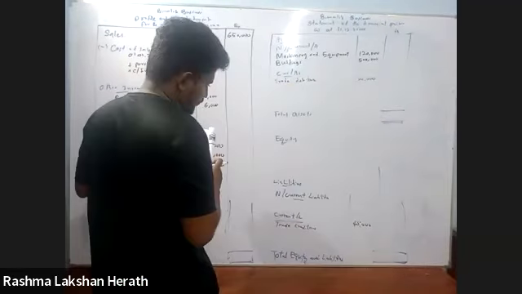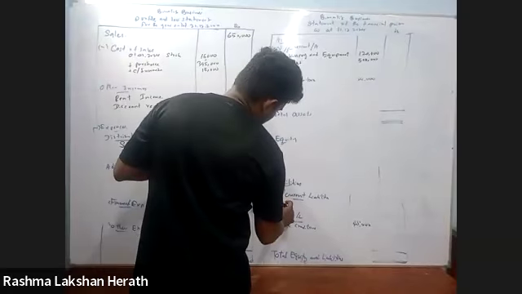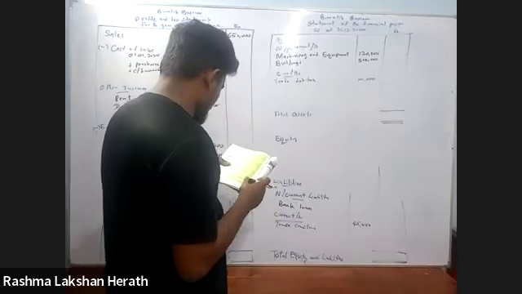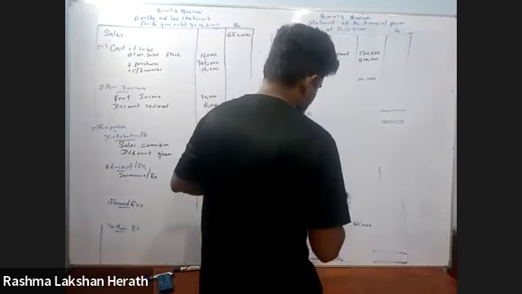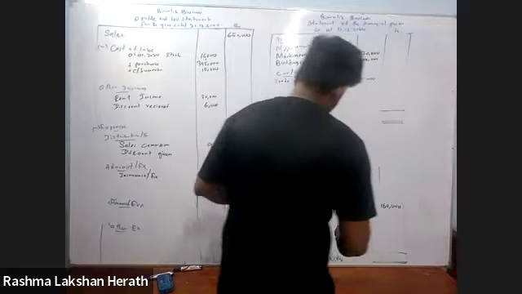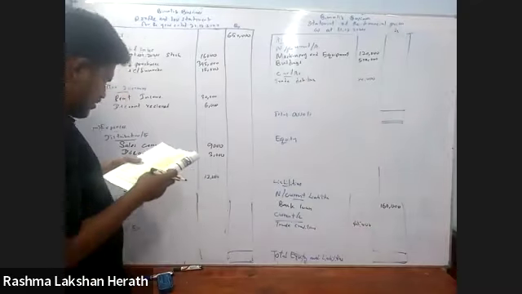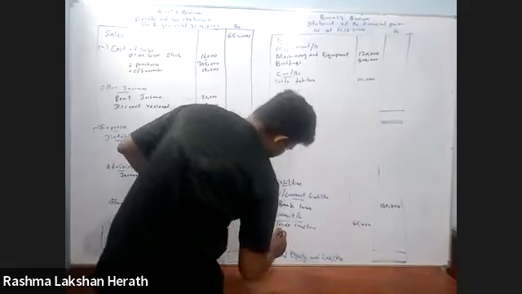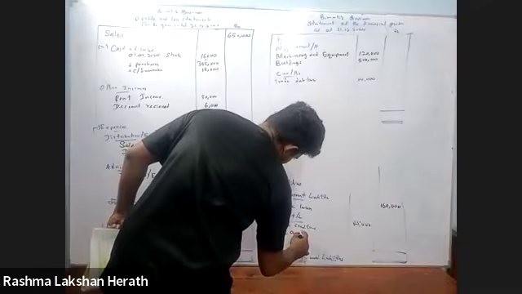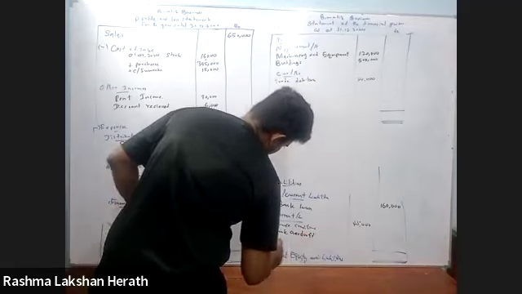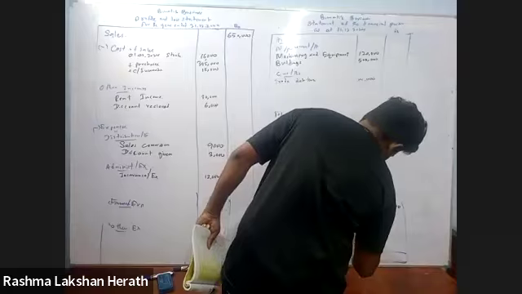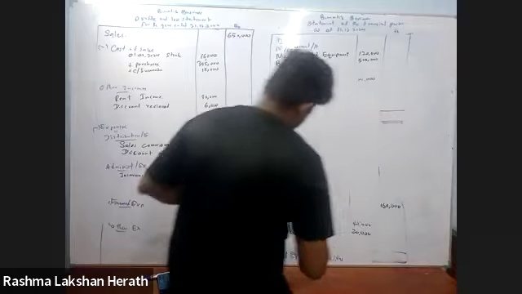Bank loan, it is non-current liability. Bank loan is 160,000. And then bank overdraft, it is current liability. Bank overdraft is 20,000.